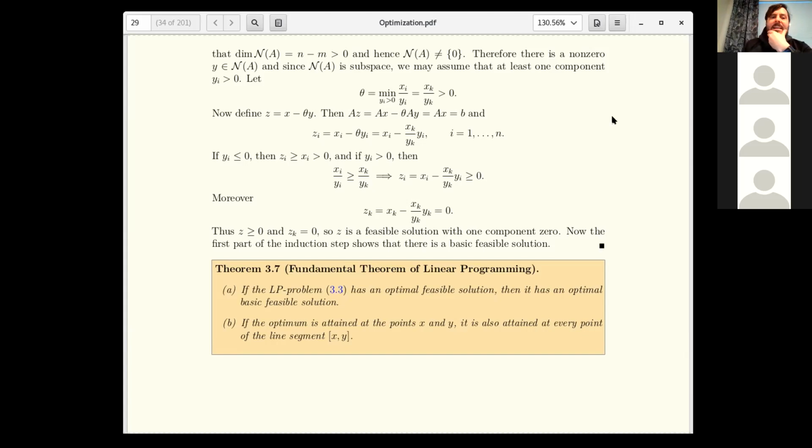One of the things is that if we obtain the optimum at any points x and y, then the optimum is also attained at every point on the line segment between x and y. So if it has two feasible solutions that are optimal, then all the points that join these 2 points are also optimal solutions to this problem. And the algorithm is basically based on this.